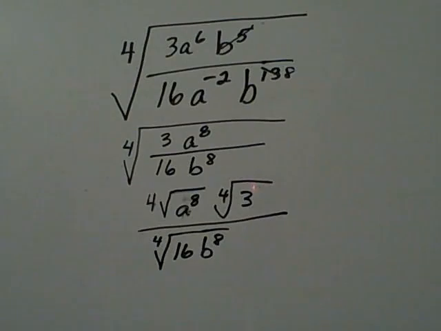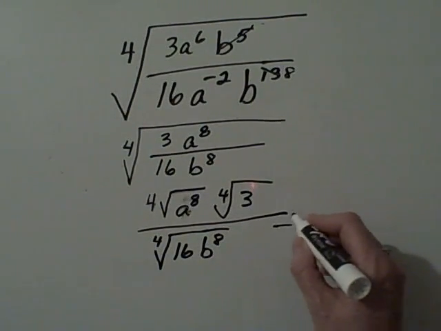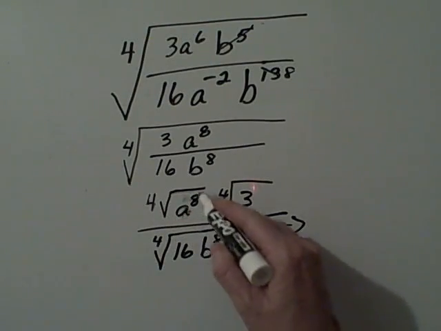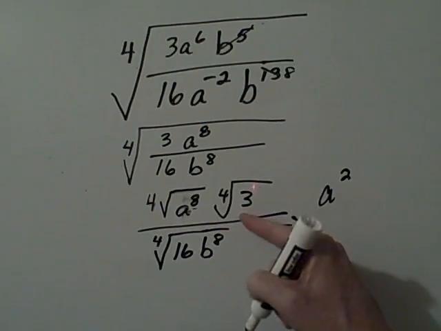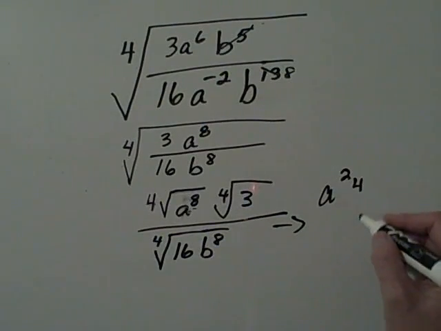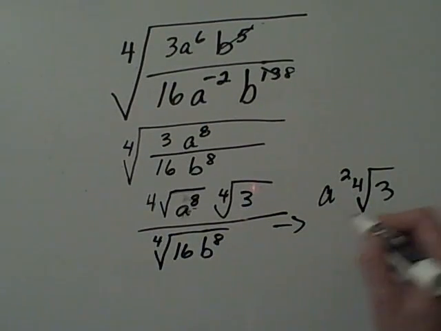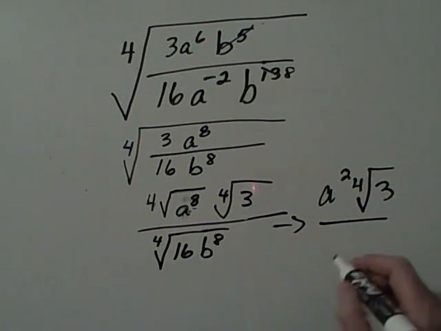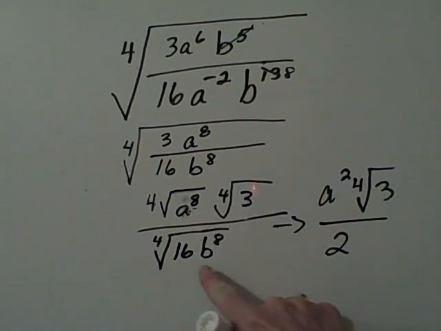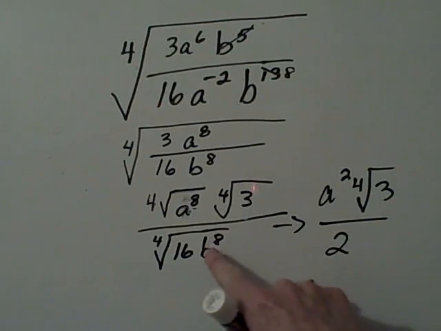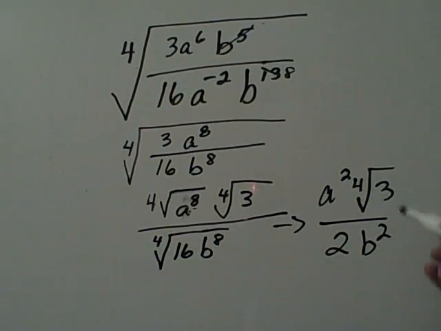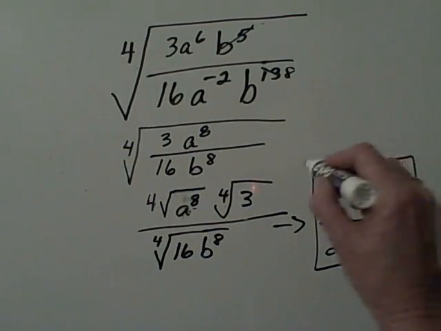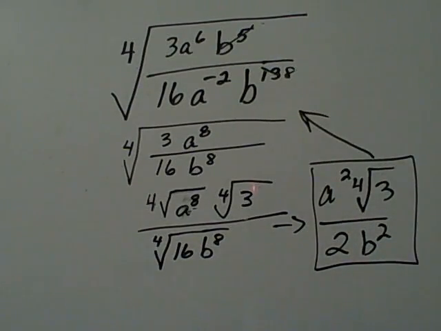So now we have our simplified version. How many groups of 4 are in 8? That would be 2. And then we can't do anything with the 3, so we just bring it over. The fourth root of 16 is 2. The fourth root of b to the 8th, how many groups of 4 do we have in 8? That again would be 2. So this is our simplified version of our original expression.